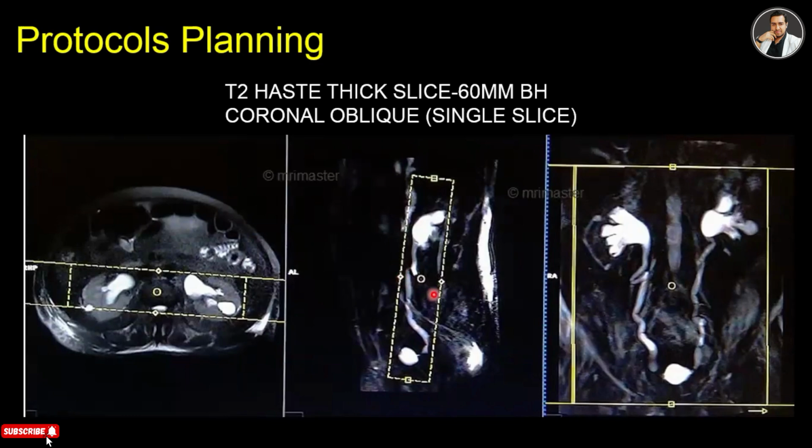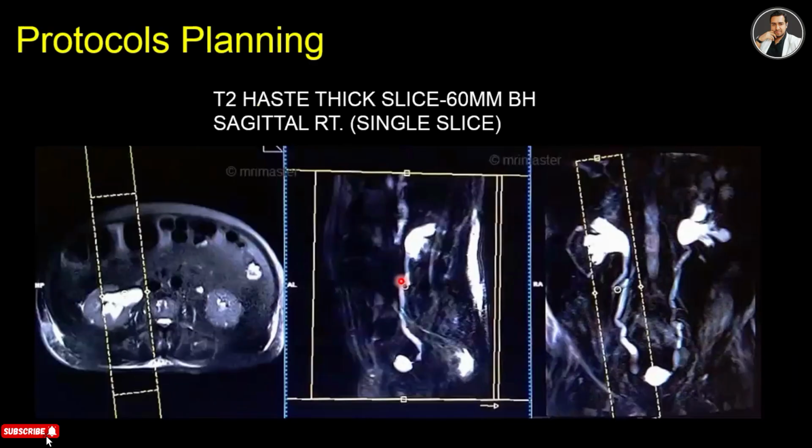You can see that the thickness is 60 millimeter, and this is a total of one slice. So this is one slice, but the thickness is 60 millimeter. A wider slice should be taken, and the thick slice also would be taken on both sides in sagittal. You can see that this thick slice is planned over the right ureter, including the renal pelvis and the ureter.